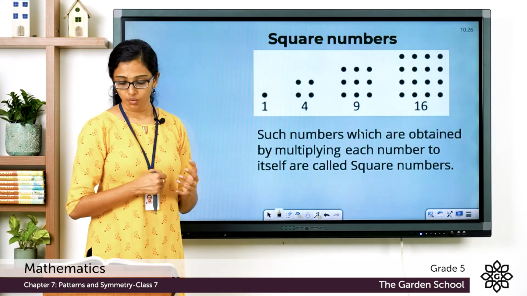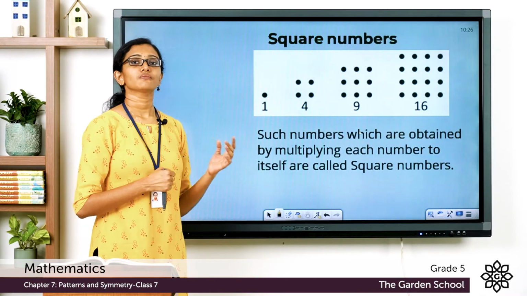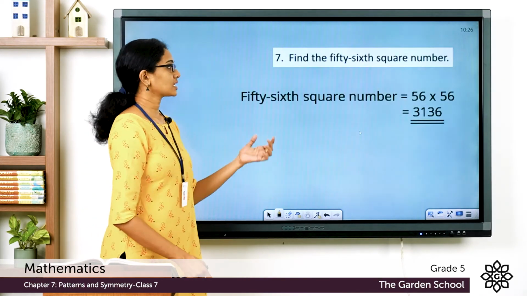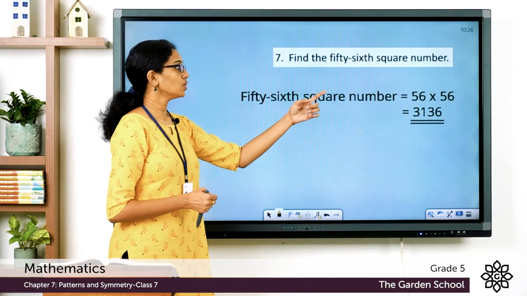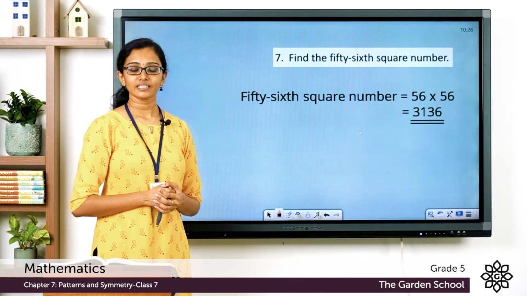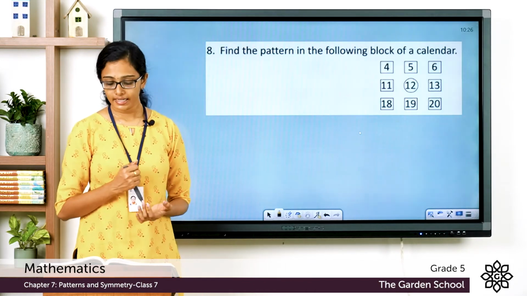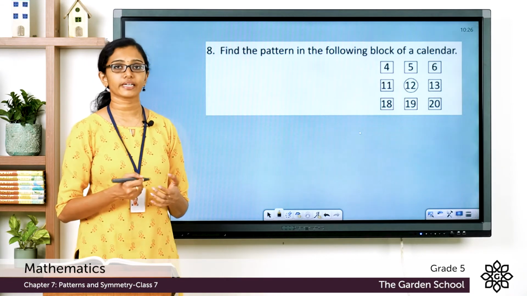So can you say what would be the 56th square number? It would be 56 into 56 itself, and that is equal to 3136. Clear? Now, the 8th question. Find the pattern in the following block of a calendar.